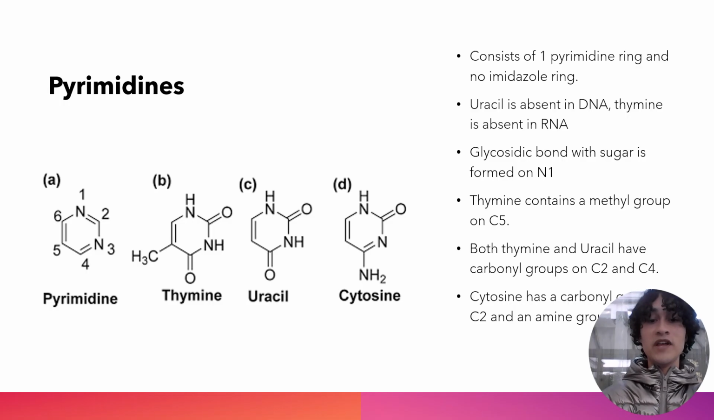Now, you can see that thymine, uracil, and cytosine are the 3 pyrimidines that you need to know. But uracil is not present in DNA. It's really important to remember that. But it's present in RNA. And conversely, thymine is not present in RNA, but it's present in DNA. And it's interesting, actually, because from looking at their molecular structure, if you notice, they're almost identical. The only difference is that thymine contains a methyl group on its 5th carbon, whereas uracil doesn't.